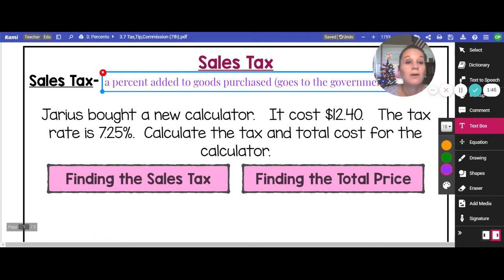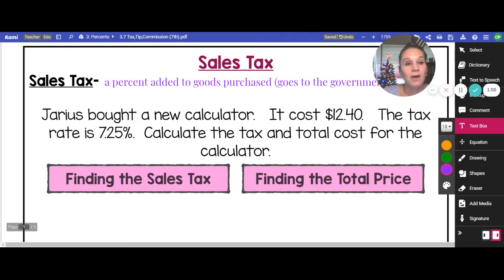And it's always just a small percent of the cost, but it's added in on top of the price, and it's called tax, which helps keep our country running. So back to the question, Jarius bought a new calculator and it cost him $12.40. The tax rate is 7.25%. Calculate the tax and total cost for the calculator.